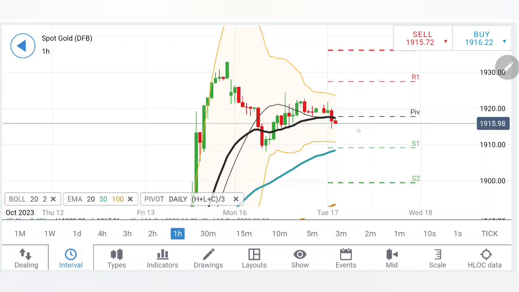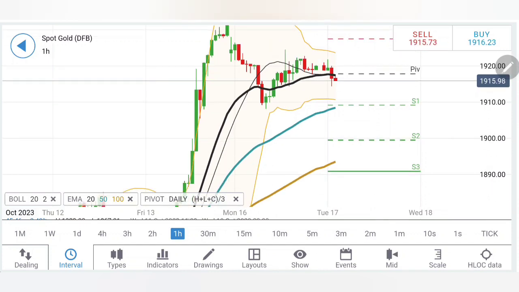Again, the only buying entries are above 1922, beyond which you can expect 1926 and 1930 levels. Beyond 1930, it is going to be considered bullish.